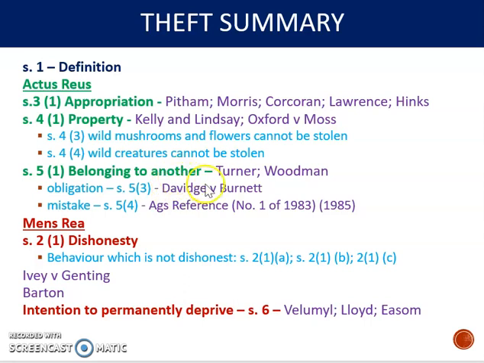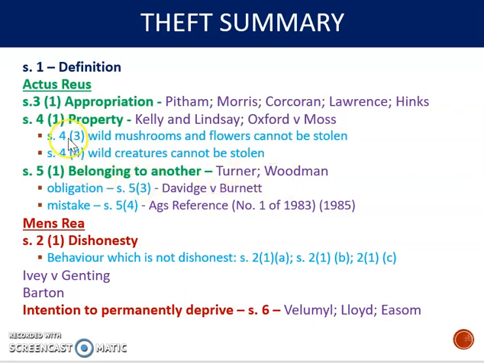Section 5 tells us what belonging to another means, and this can be wider than the public expects, meaning that you are able to steal your own property because belonging to another includes possession and control as well as actual ownership. Woodman telling us that you can steal something from a person even if they don't know that they have it.